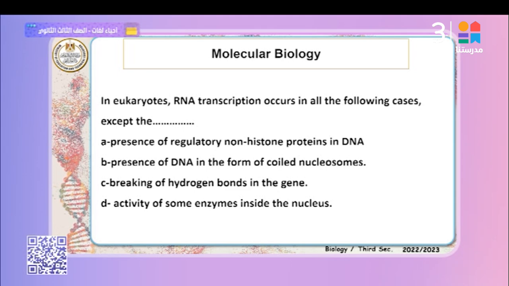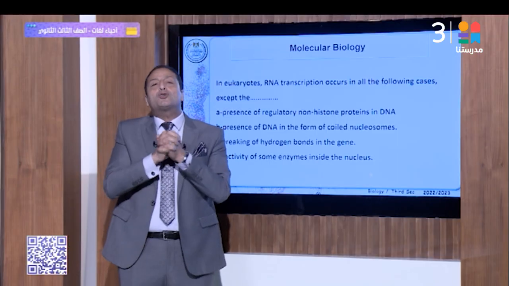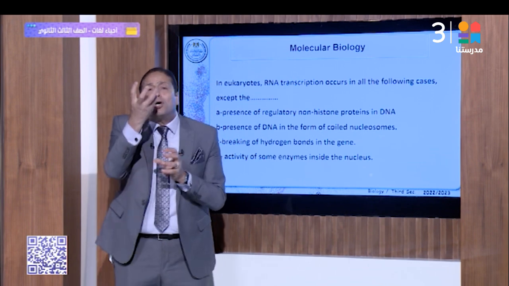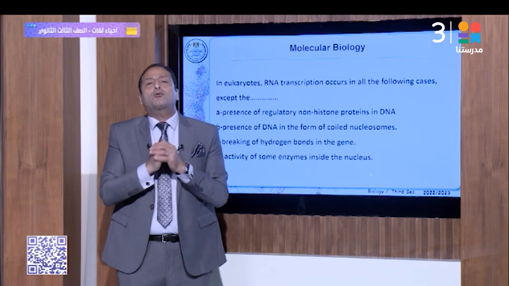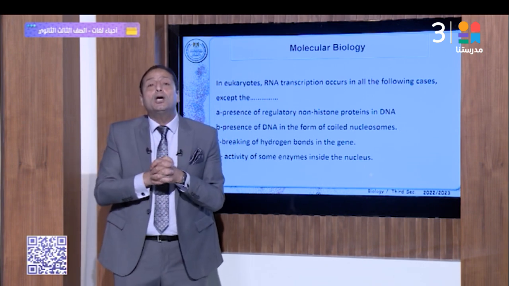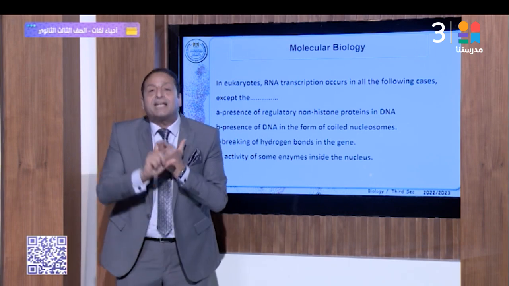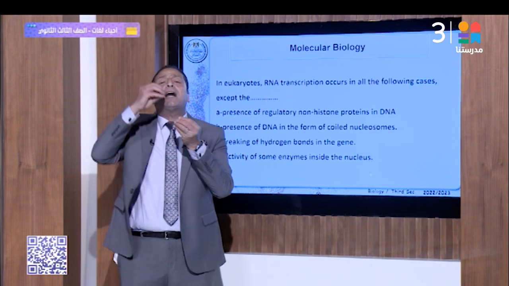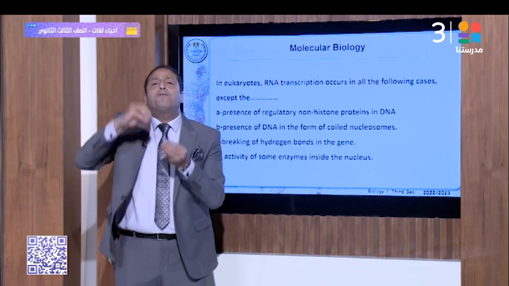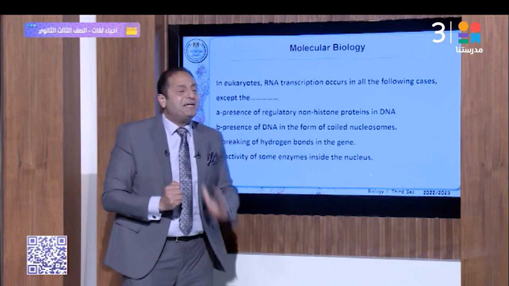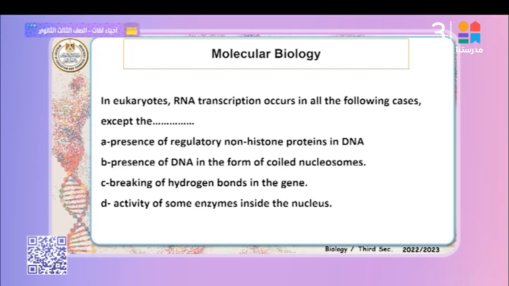Pay attention, please. There's a difference between nucleosomes and chromatin. Nucleosomes are DNA coiled around a cluster of histone proteins, shortening the DNA 10 folds. But chromatin is DNA coiled around clusters of histone proteins, shortened 100,000 times by the effect of non-histone protein structure. So the replication and transcription that occur in the nucleus don't occur on DNA in the form of chromatin or coiled nucleosome, but only in the form of nucleosome coiled around a cluster of histone protein, shortening DNA 10 folds. So the best answer is the presence of DNA in the form of coiled nucleosome. In eukaryotes, RNA transcription occurs in all the following cases except this point. That's right. Another question?